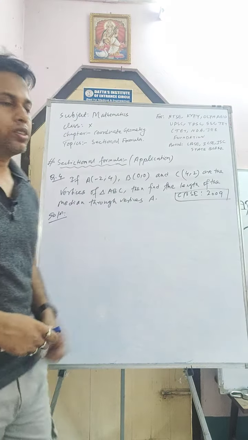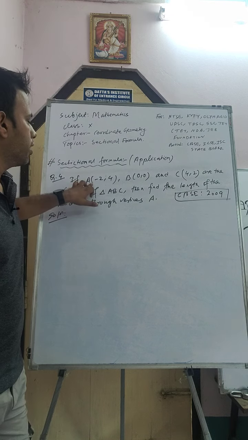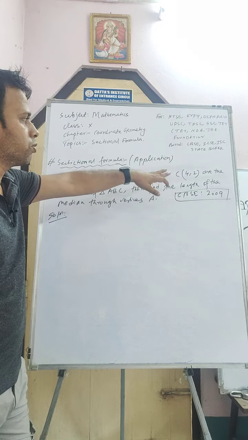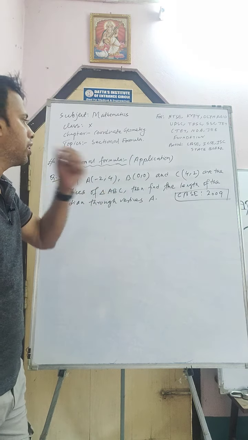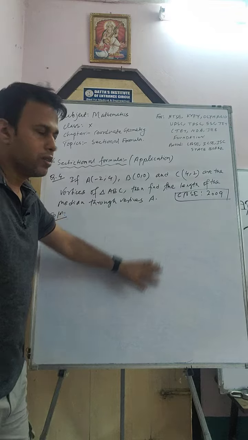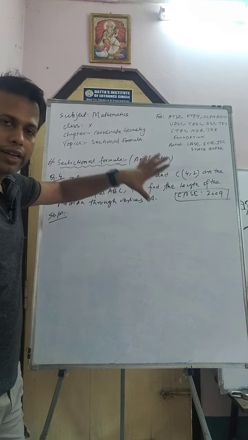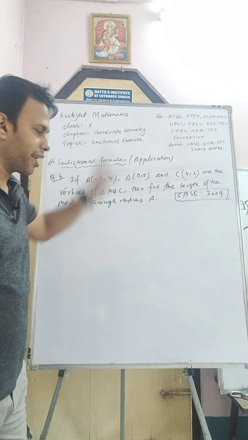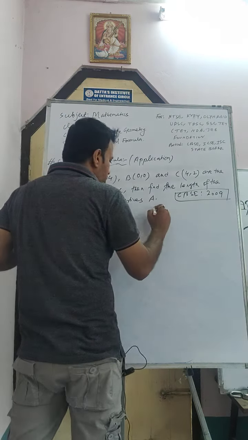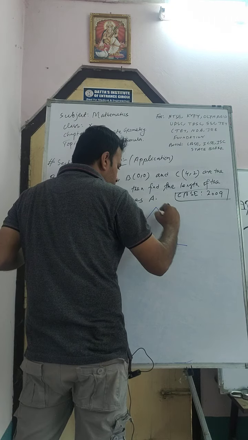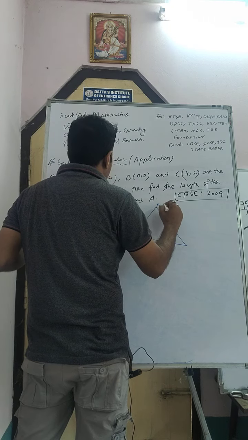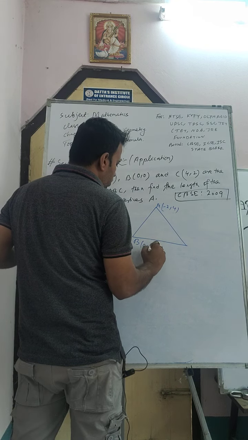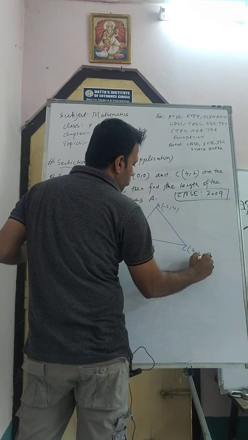So our next question is: if A minus 2 comma 4, B 0 0 and C 4 2 are the vertices of a triangle, then find the length of the median through vertex A. So these 3 are the vertices of a triangle, and we have to find the length of the median which passes through the vertex A. Okay, so let's try to draw the triangle. First here, this one is A, this one is B 0 0, and this one is C 4 2.